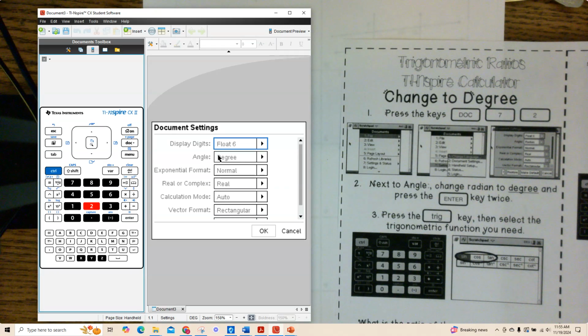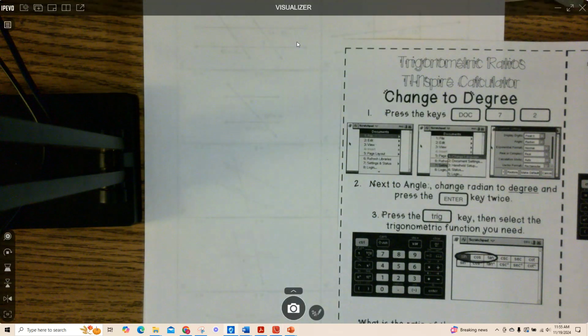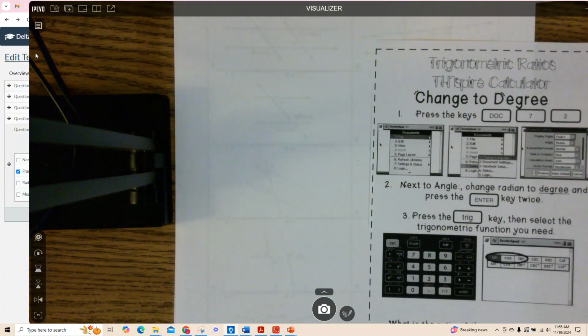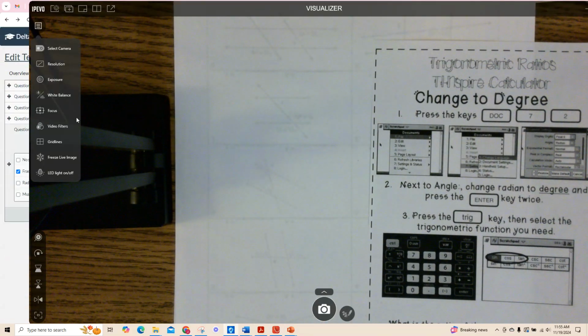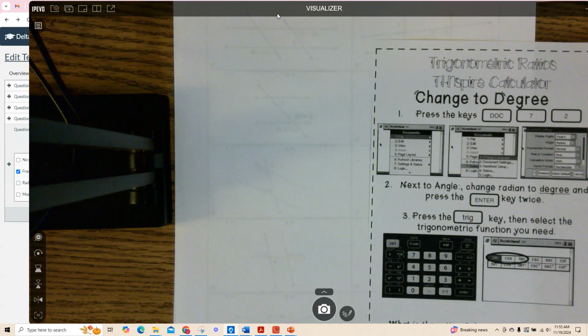And then right here where it says angle, yours may say radian. Just make sure that's changed to degree. Okay, so on a calculator page, doc 7, 2. And then where it says angle, make sure it says degree. If it says something different, change it to degree and then hit OK. Otherwise, your ratios will be off. Okay? All right. So everything we're going to do today, again, the calculator is going to do all the heavy lifting. Oh my goodness, that's blurry.